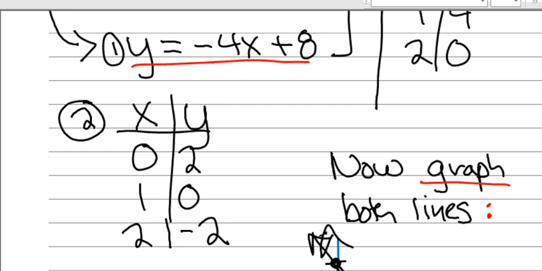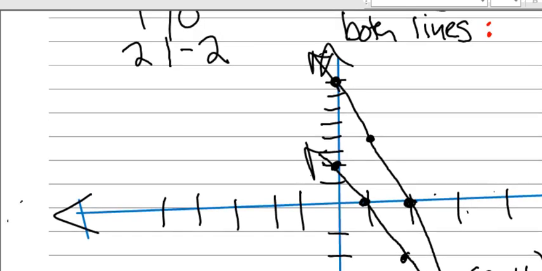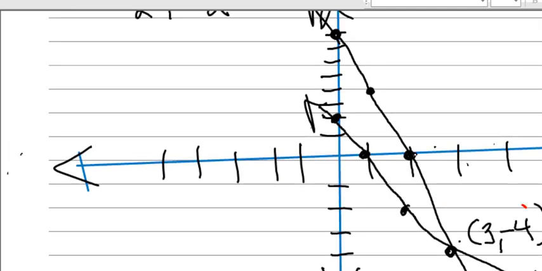Now I don't have graph paper, so my graph's going to be a little bit shabby. I'm going to graph both lines, and here is where they meet up. This is my point of intersection. And remember to circle that on your graph on that part of the test. So 3, negative 4 is the answer.